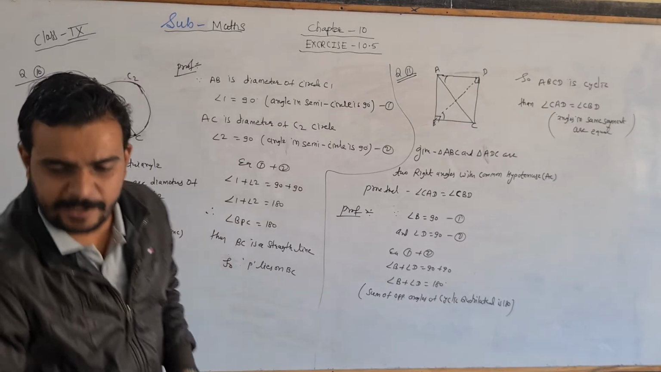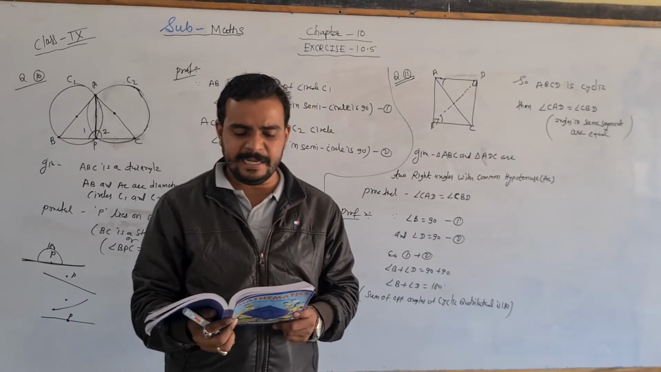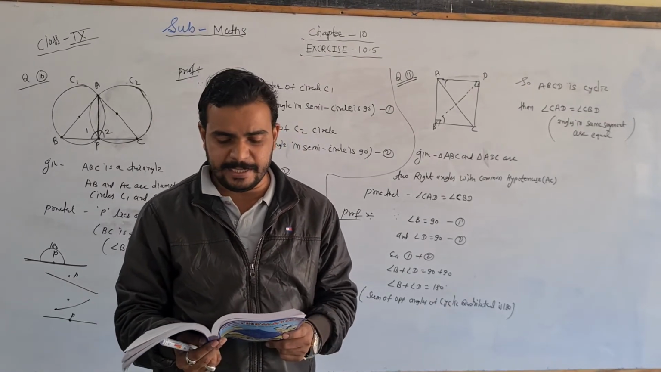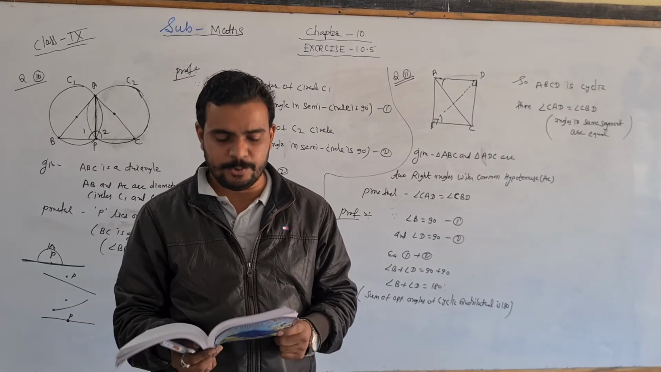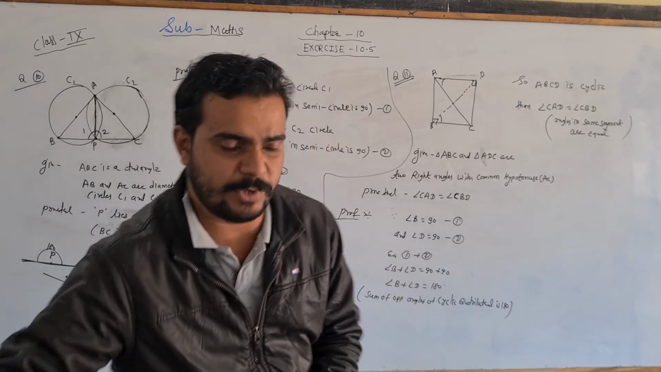Okay, so the next is question number 11. Question number 11 will be like this. ABC and ADC are two right angle triangles with common hypotenuse. Prove that angle CAD is equal to angle CBD.